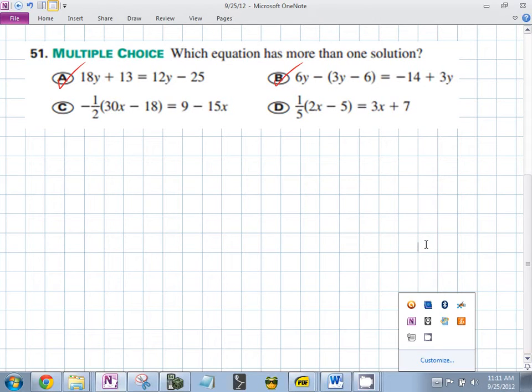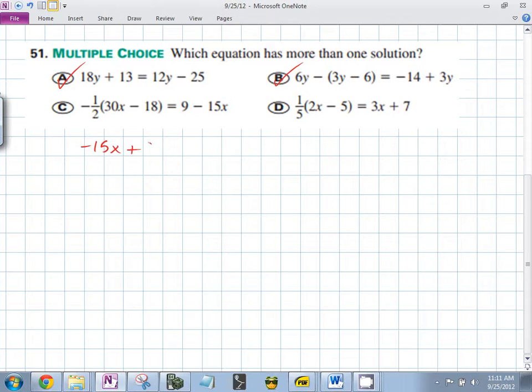Minus 15x. So if you do this, you're saying we should look at this one. So you get negative 15x plus 9 is equal to 9 minus 15x. So what you end up with is negative 15x plus 9 is equal to negative 15x plus 9. What does that mean you can do? Fully simplified, that means that x equals x, and x equals itself no matter what the number is.